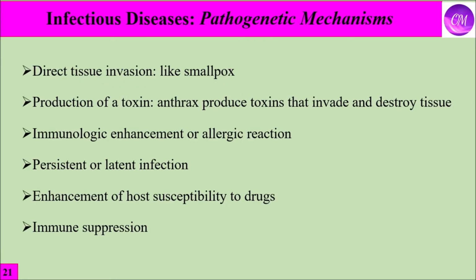The pathogenetic mechanisms of infectious diseases include direct tissue invasion, such as smallpox, and the production of a toxin. Anthrax produces toxins that invade and destroy tissue. Others are immunologic enhancements or allergic reactions, persistent or latent infections, enhancement of host susceptibility to drugs, and immune suppression.